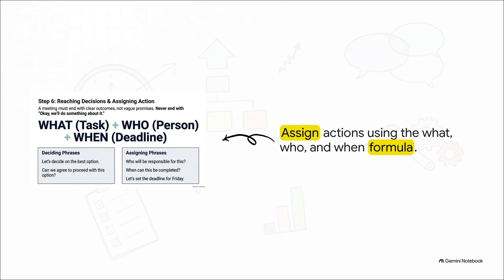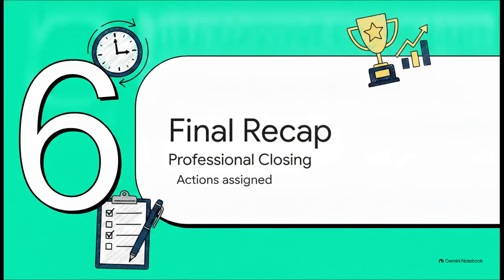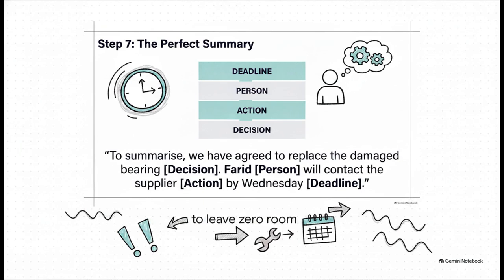For example, asking, "Who will be responsible for this?" and then clearly stating, "Let's set the deadline for Friday." Talk is cheap, right? This formula is what actually makes things happen. And finally, Section 6, the final meeting recap. With the actions assigned, we reach the final stage, a professional closing and our little debrief for your upcoming assessment.